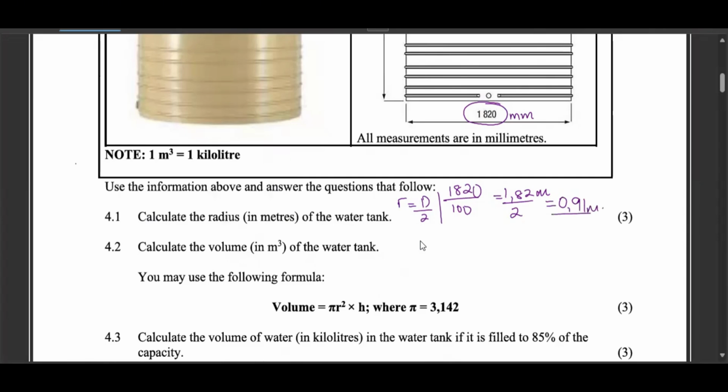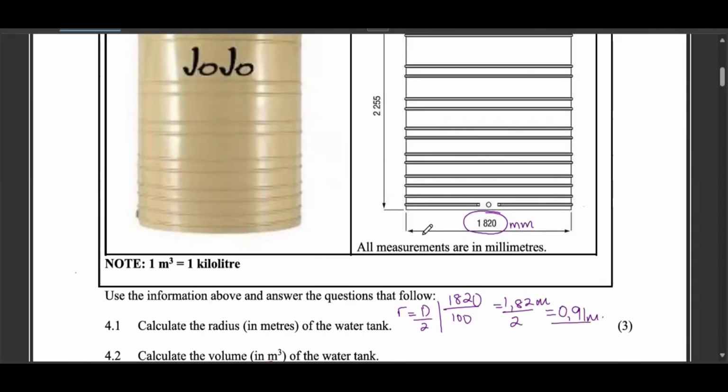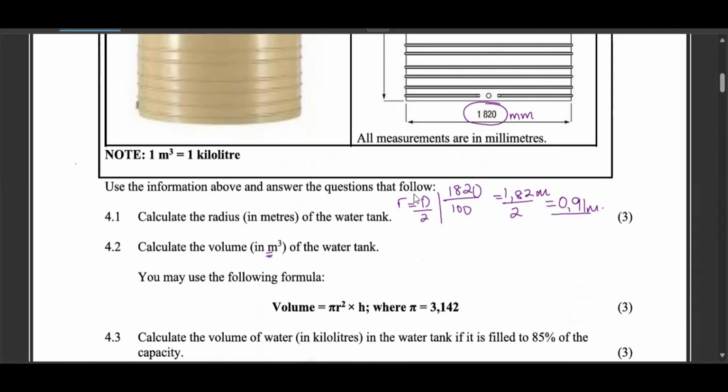Keep it. Then calculate the volume in meters cubed of the water tank. Now, what does this mean? We have already been given the formula, but before we use the formula, we have to make sure that all the units are the same. When we look at the equation here, we need the radius, but we've already got it in meters. Let's ask ourselves, what about the height? When we look at the height, it's 2,255. These are millimeters. So we also have to change to meters, because why do we change to meters? The final answer is supposed to be in meters cubed.